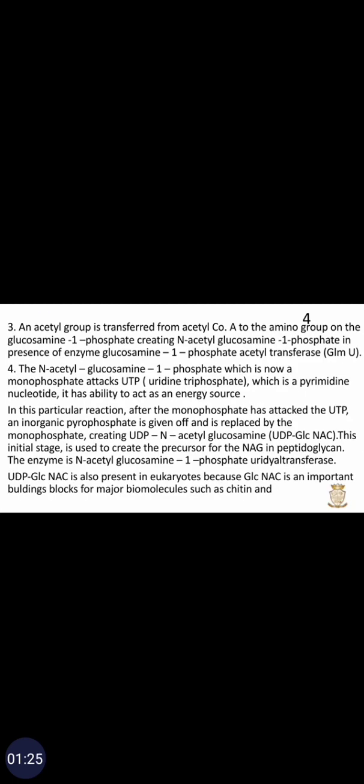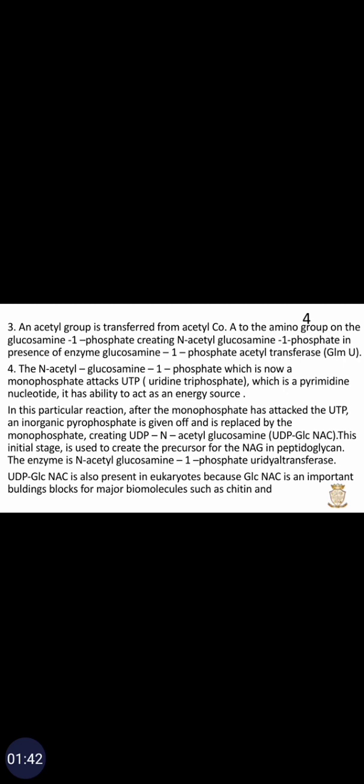Third step: an acetyl group is transferred from acetyl-CoA to the amino group on glucosamine 1-phosphate, creating N-acetylglucosamine 1-phosphate in the presence of the enzyme glucosamine 1-phosphate acetyltransferase.